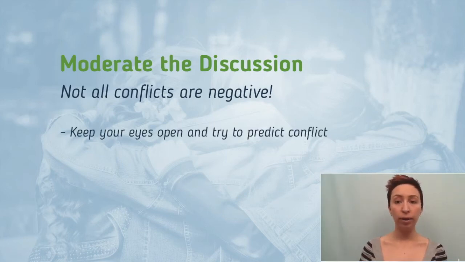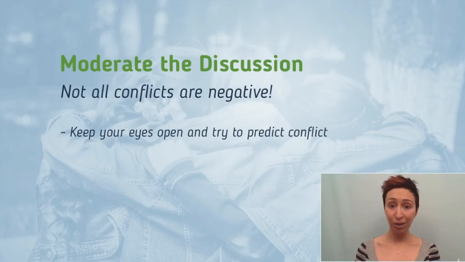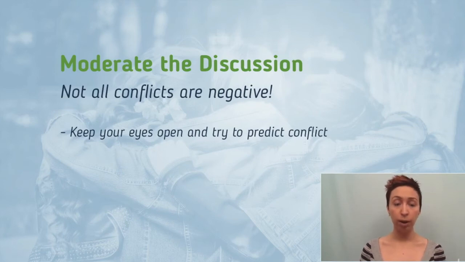Keep your eyes open and try to predict conflict. You can do so by knowing your audience. Both in real life and in social media, moderating conflict starts with knowing your guests and understanding why they're there. When a disagreement actually starts, you can handle it in 4 different ways.